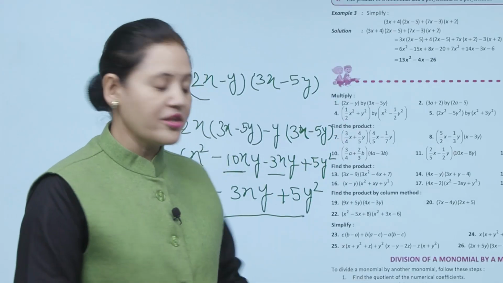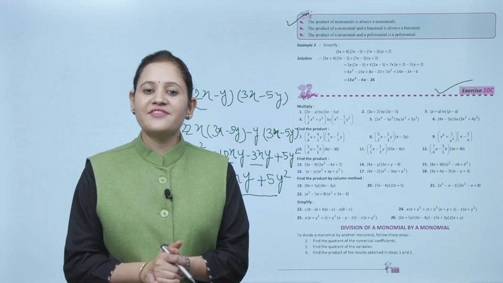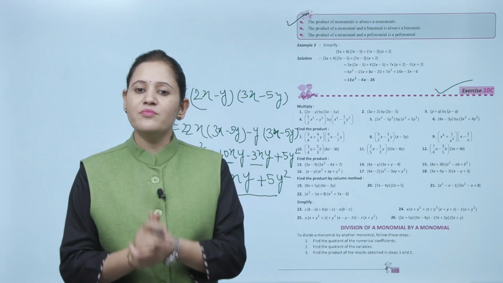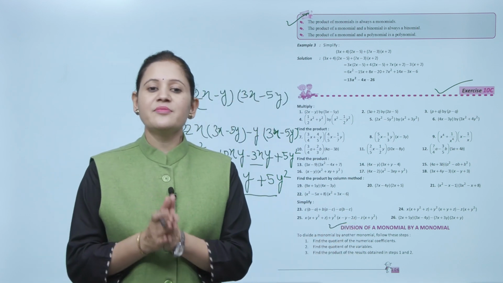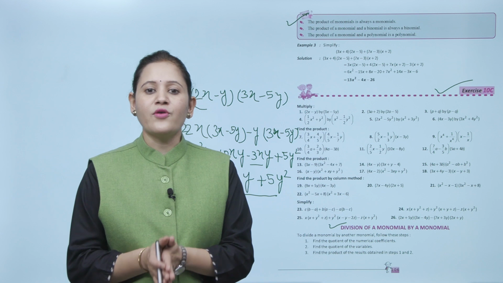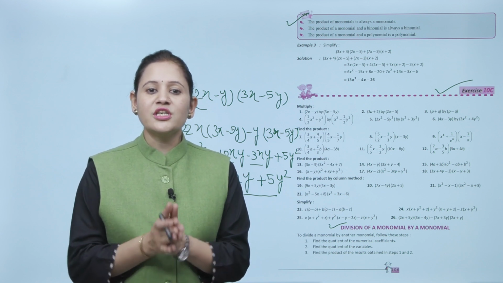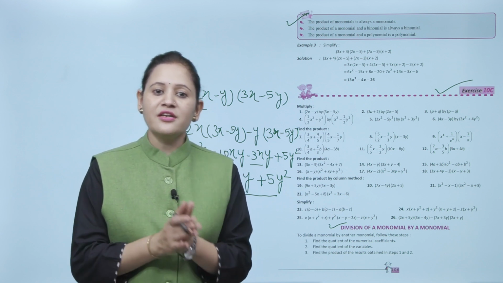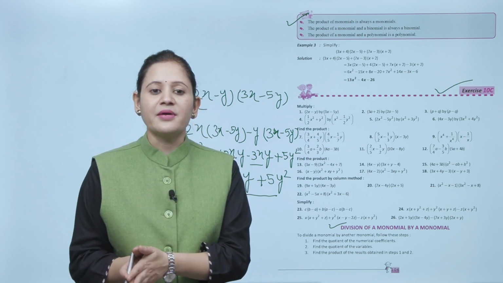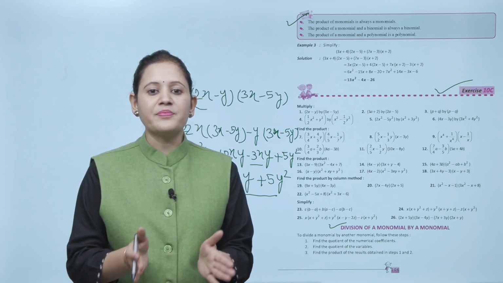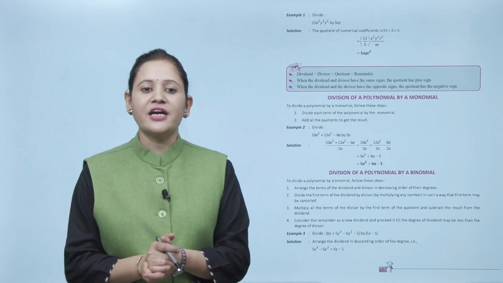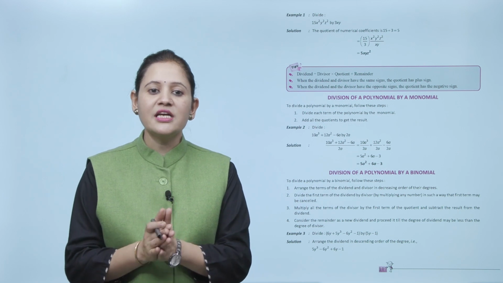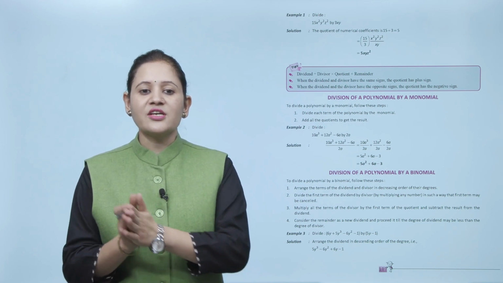So practice all the questions of this exercise. Next is division of a monomial by a monomial. To divide a monomial by another monomial, follow these steps. Find the quotient of the numerical coefficient. Find the quotient of variable. Find the product of the result obtained in step 1 and 2. Now we'll take an example. Divide 15x square y square z square by 3xy.